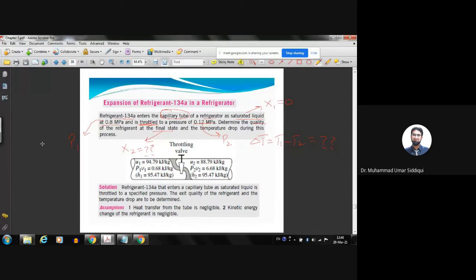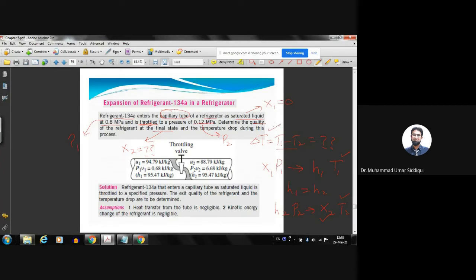So what will the logic be? Since we know the properties at state point 1, we know X1 and P1. We're going to use X1 and P1 to determine H1, and also we can determine T1. Once we know H1, since it is a throttling process, H1 is equal to H2. So we know H2. Then using H2 and P2, we are going to determine X2 and T2. X2 is what was needed, and once we have T1 and T2, we can get delta T. This will be the logic.